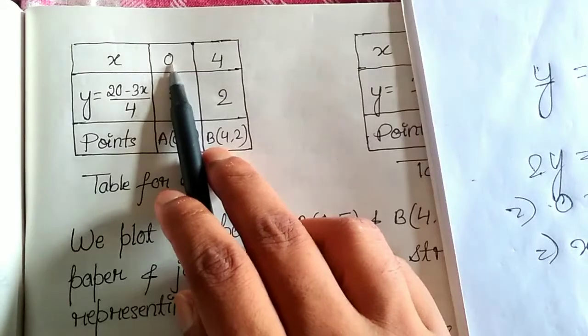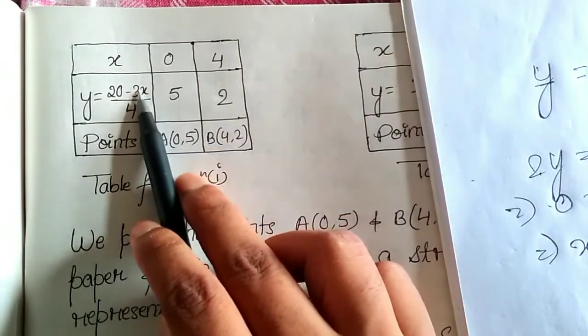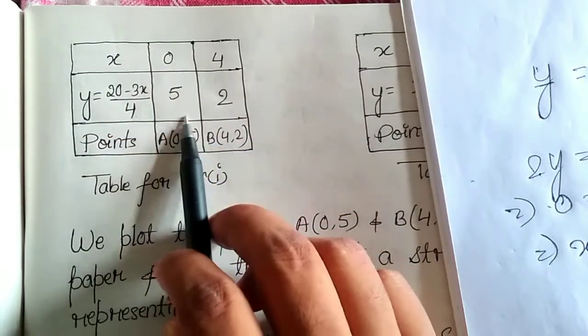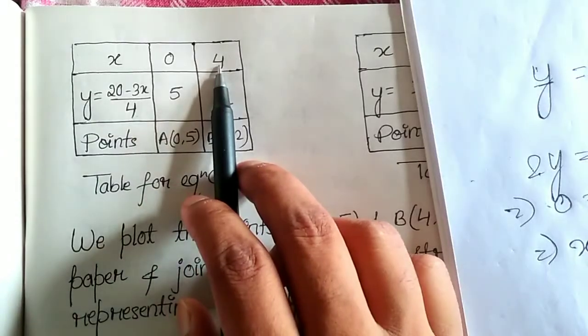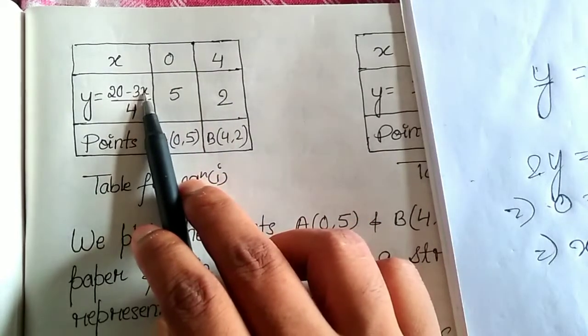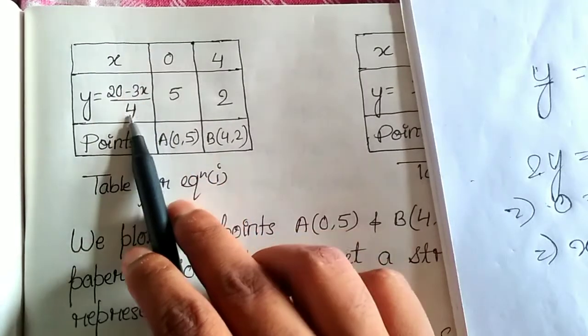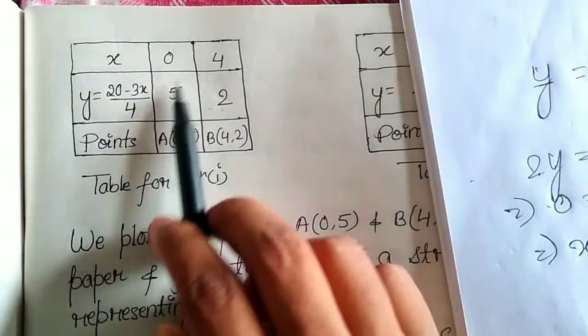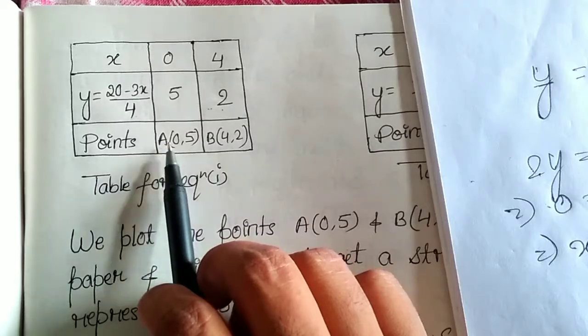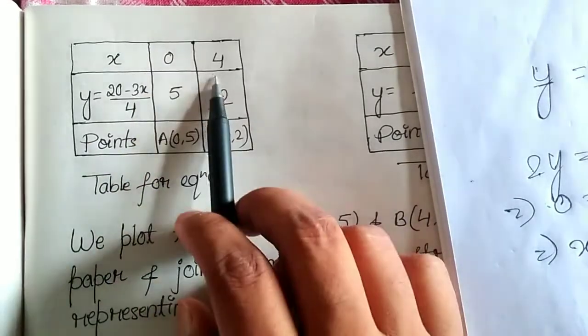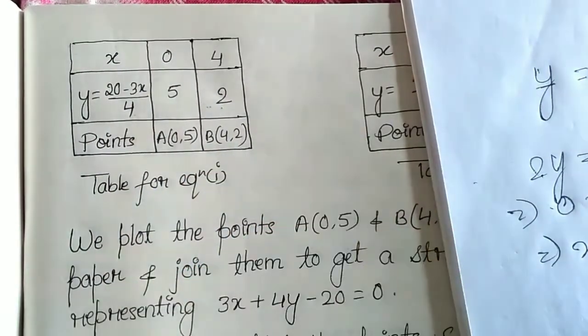So first you take x equal to 0. If you take 0, this entire part will be 0, and 20 by 4 will be 5. If you take x equal to 4, 4 threes are 12, 20 minus 12 is 8, and if you divide 8 by 4, it becomes 2. So we get 2 points. This is the first point, 0, 5, and the second point is B, 4, 2.